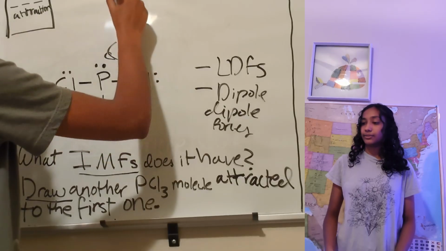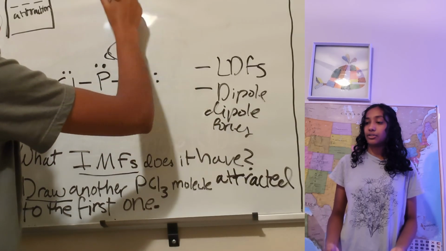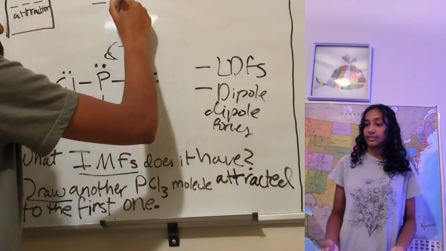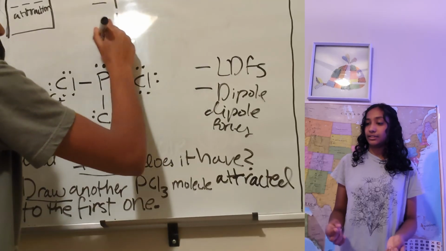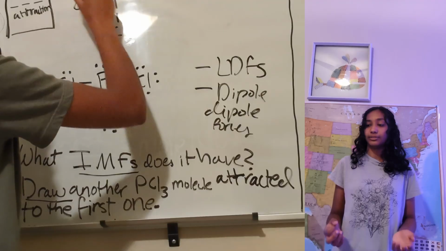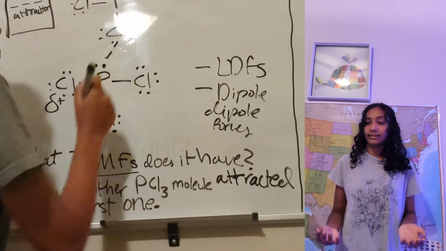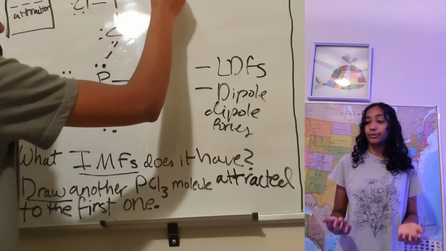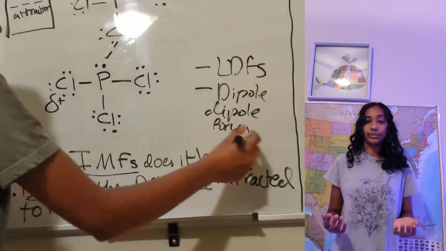Well, since phosphorus in PCl3 is negatively charged, it's going to be attracted to the partially positive part of the PCl3 molecule we're going to draw. So, drawing another PCl3 with one partially positive chlorine atom forming an attraction with phosphorus, we get a diagram like this. And the attraction that forms between phosphorus and this chlorine is the result of dipole-dipole forces.